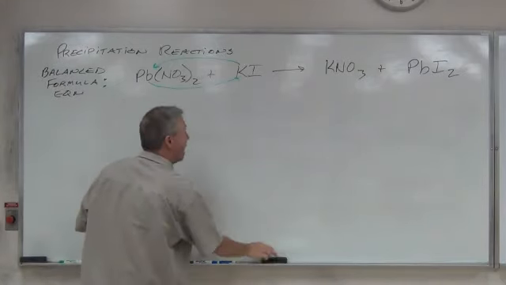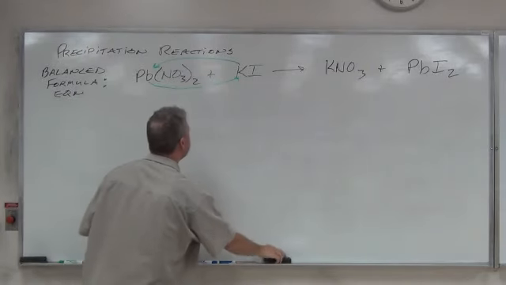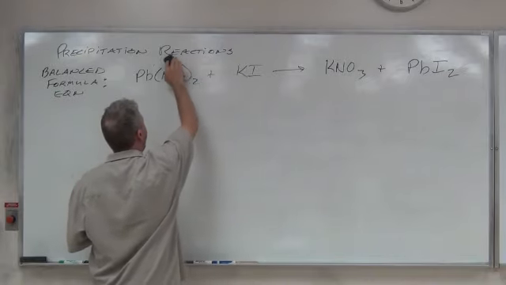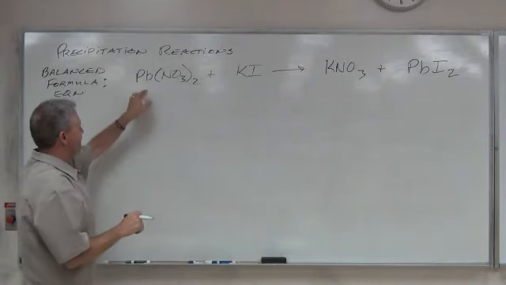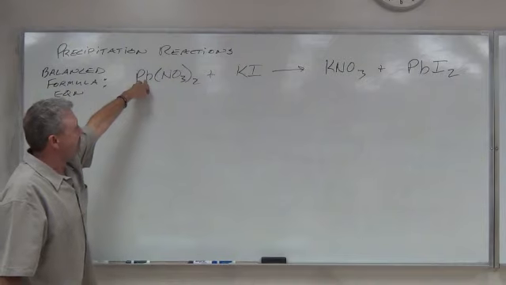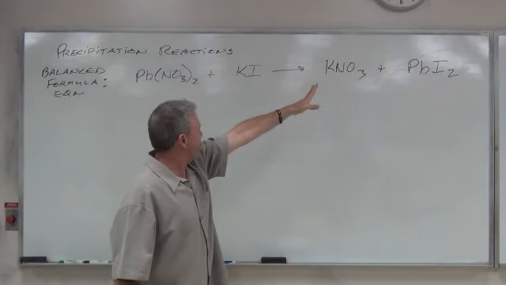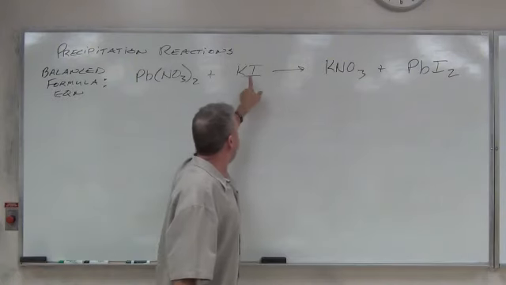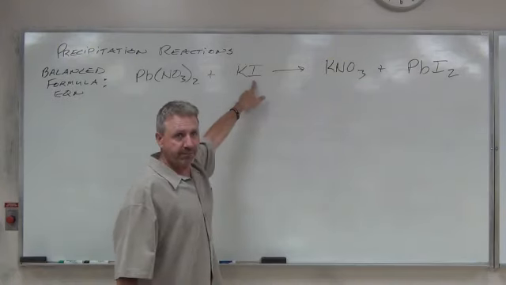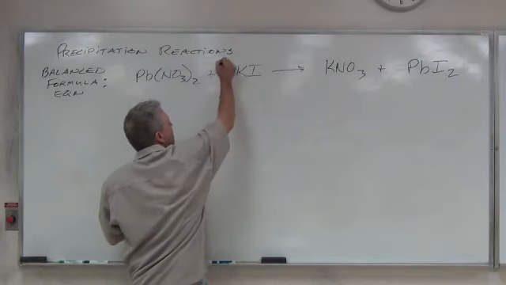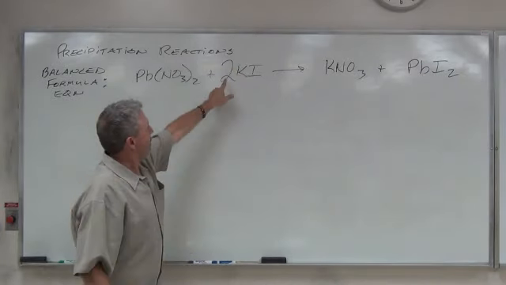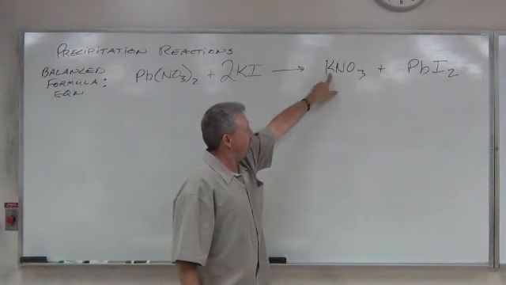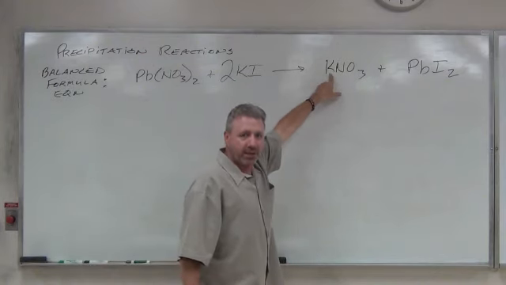Now, we need to balance it, right? Let's balance it. How many leads on the left side? One. How many on the right? They're balanced. How many iodides? Two. How many iodides? One. What do we need? Two. How many potassiums? Two. How many potassiums? One. What do I need?